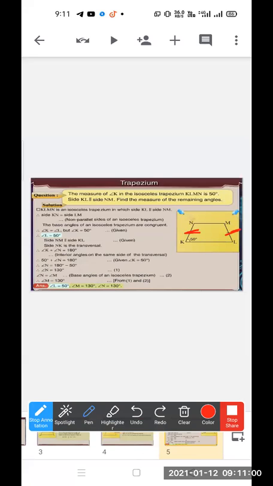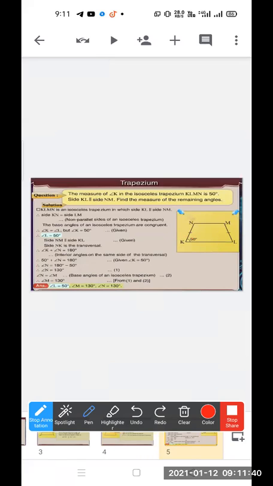If they are equal, what does it mean? Here angle K is given as 50 degrees, and these two sides are congruent, therefore angle L is also how much? 50 degrees. Why is angle L 50 degrees? What is the reason, children? Since it is an isosceles trapezium, angle K and angle L are the base angles, and the base angles of an isosceles trapezium are congruent.